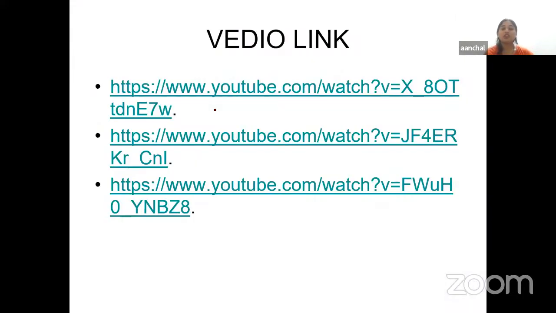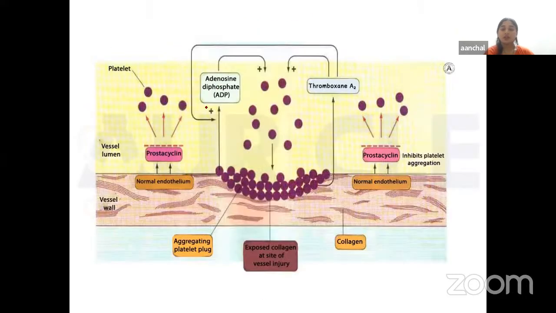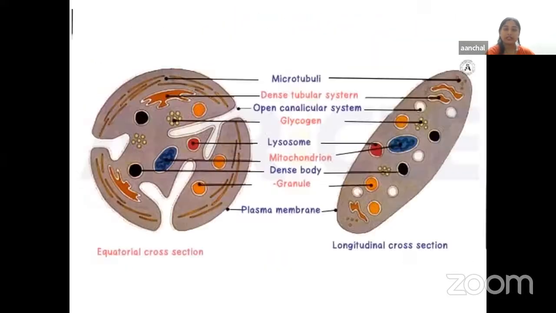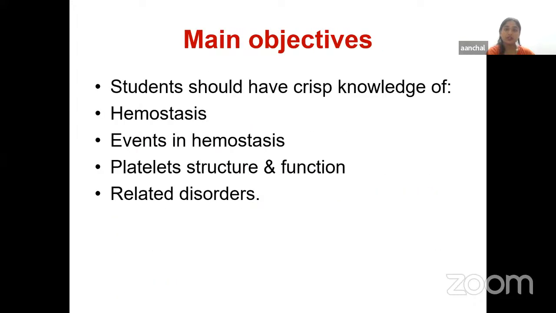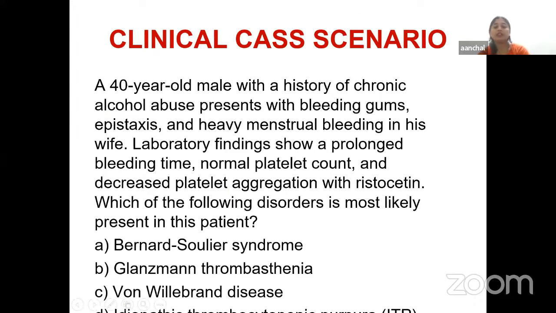So thank you so much. Now we're going to discuss the clinical case scenario question. I'm giving you 30 seconds to answer this question. As it shows a prolonged bleeding time, normal platelet count, and decreased platelet aggregation, this occurs in a disease known as Waldenström disease. The answer is C. So this is all about the platelets.